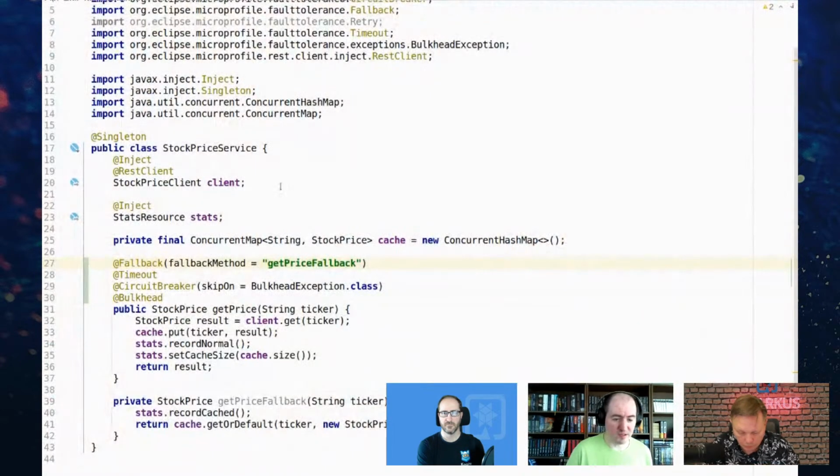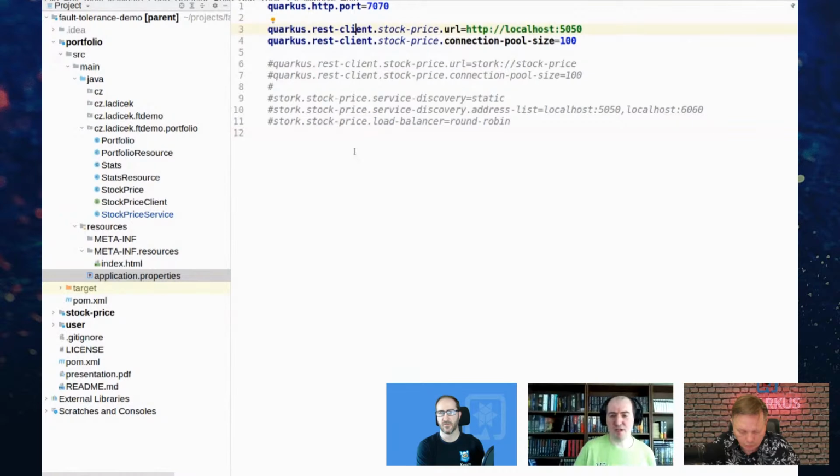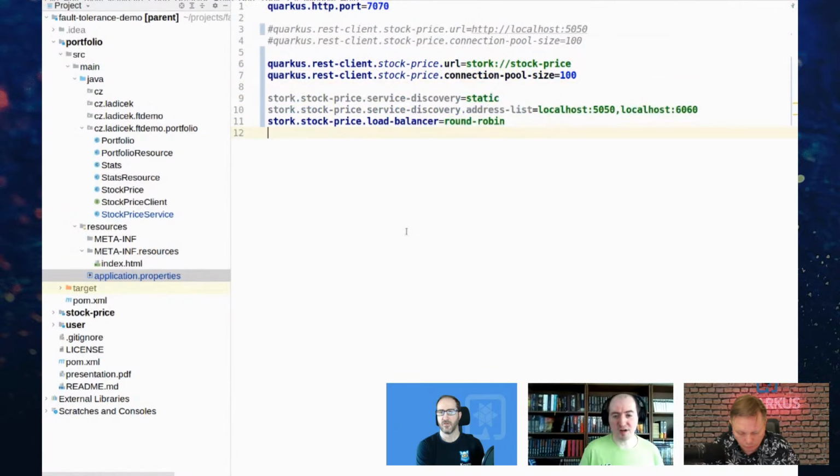So what I do to show this is, I have the REST client configured to point to localhost 5050. Let me just comment that out and instead use Stork. There was an episode on Stork some months ago. Let the REST client go to either localhost 5050 or 6060. And for simplicity, I'll just use round robin load balancing and a static discovery. If we were running in Kubernetes or anything, that discovery would happen differently. But that's just a detail of this demo setup.